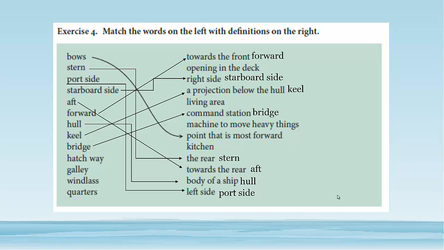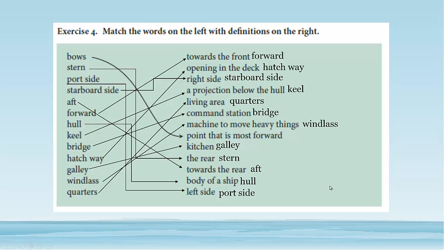A hatchway, we've talked about hatches before, but a hatchway is an opening in the deck. And galley, what you would call in normal English a kitchen, galley is the place where you make food on board. And a windlass, don't confuse the windlass with the winch. The windlass is a machine to move heavy things like an anchor. Also on fishing vessels, it can be used to move nets. It's different. The winch is used to pull in and let go of mooring lines, but the windlass is used for anchors or for nets. And then quarters, that's your living area. That's where your living quarters, another word for your cabin.